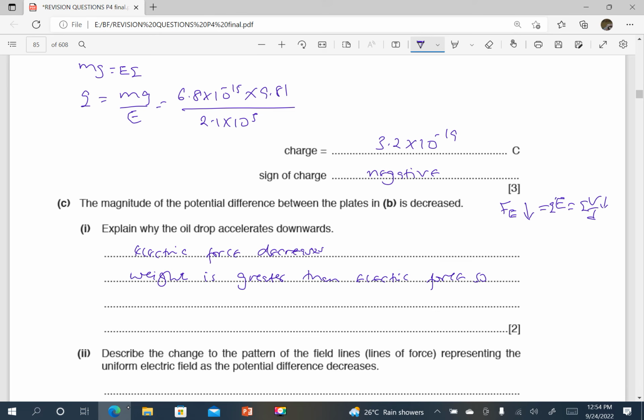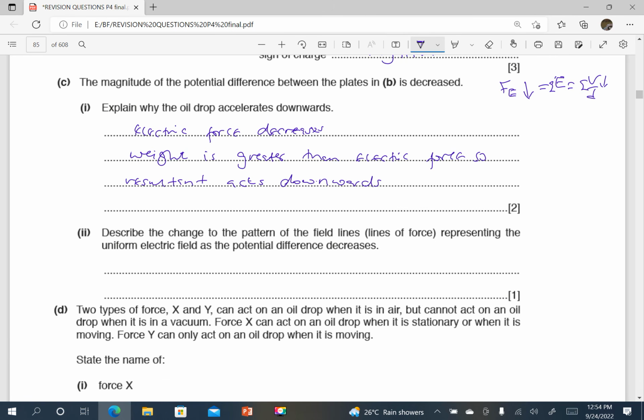So the resultant acts downwards. So the resultant is acting downwards. That's why it is going to move downwards or accelerate downwards.